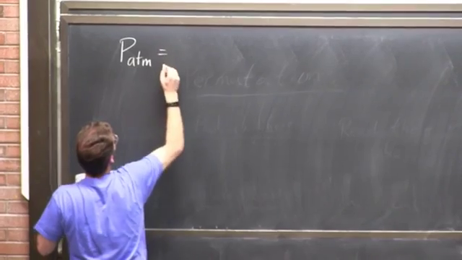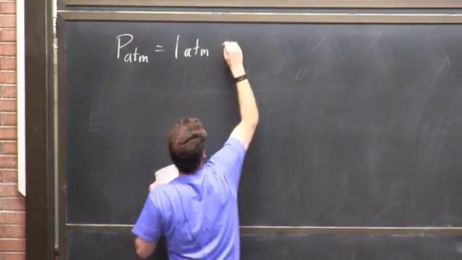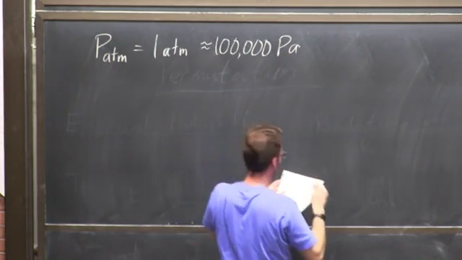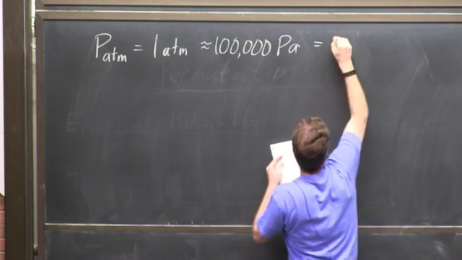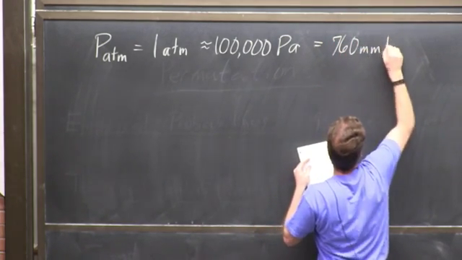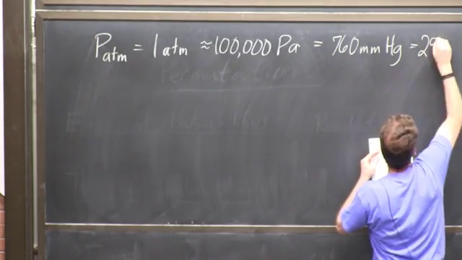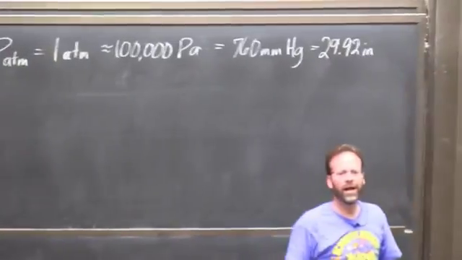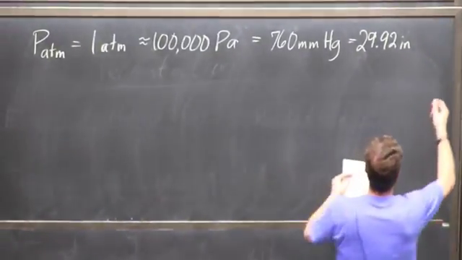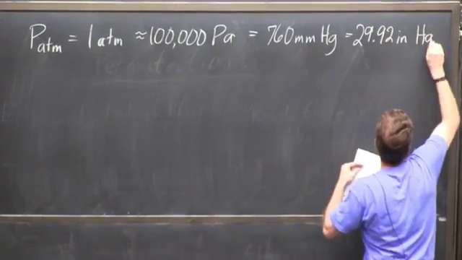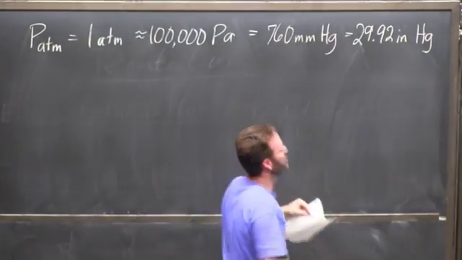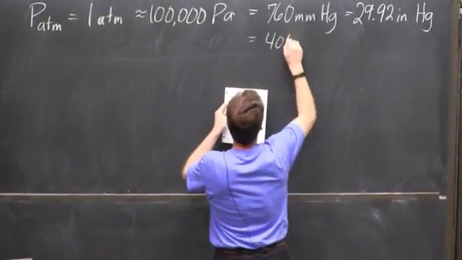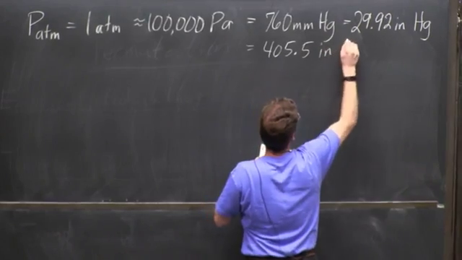Atmospheric pressure, 1 atmosphere, it's about 100,000 pascals. It is 760 millimeters of mercury. And then I wrote 29.92 inches, and I wrote water. That's not right. I should have caught it then, but I didn't. So that's of mercury. In other words, 30 inches is 760 millimeters. It's actually 405.5 inches of water.